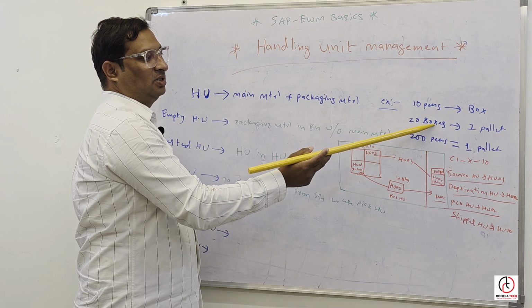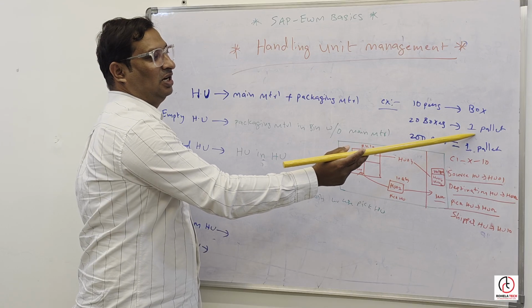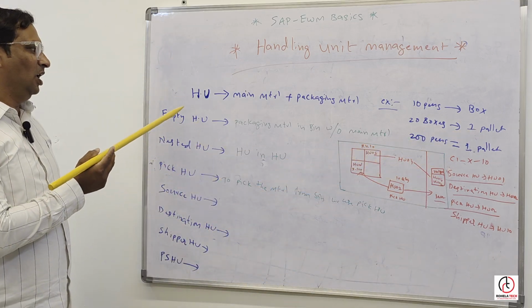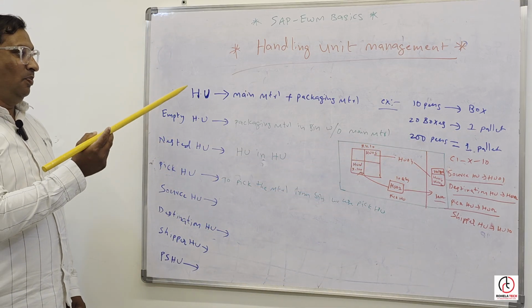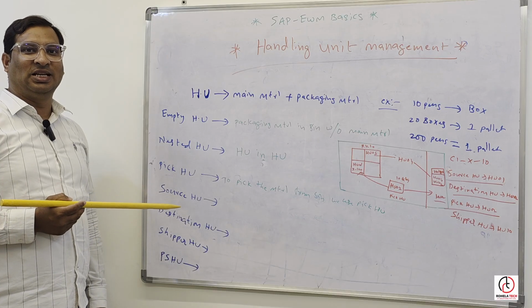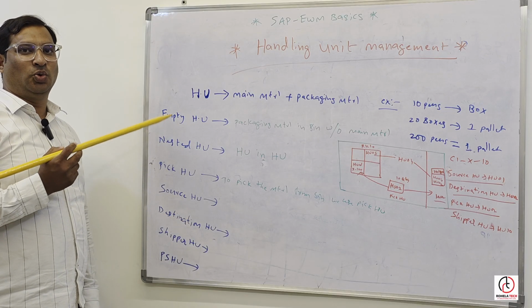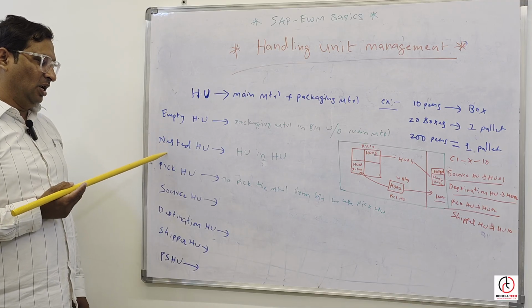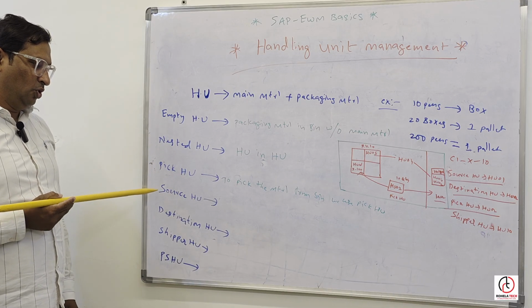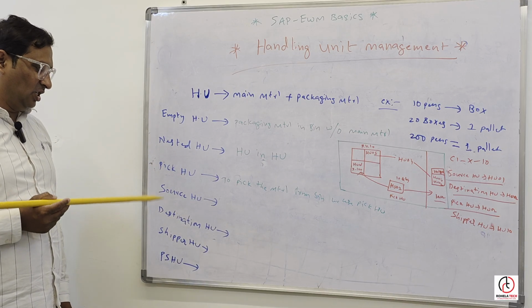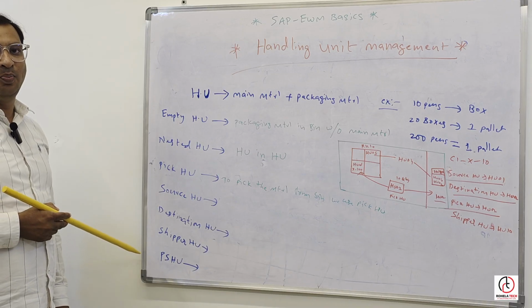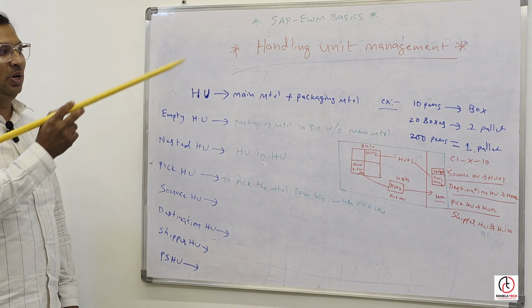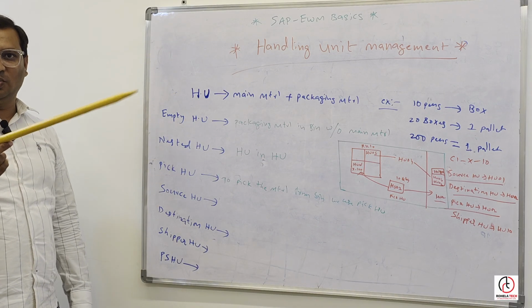Such 20 boxes are packed in a pallet. So this is a nested HU. Day in and day out, these are the basic terminologies we use in SAP EWM related to handling unit management: HU, empty HU, nested HU, pick HU, source HU, destination HU, shipper HU and planned shipping handling units. We will learn all these terminologies one by one.